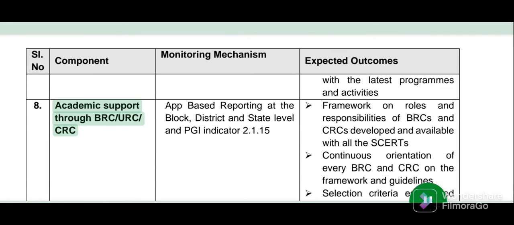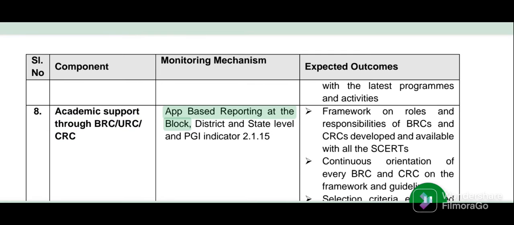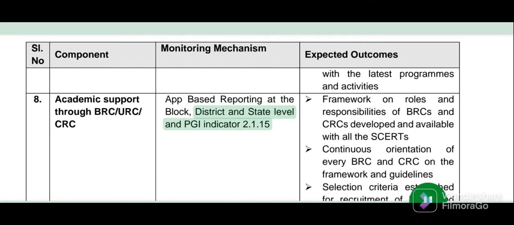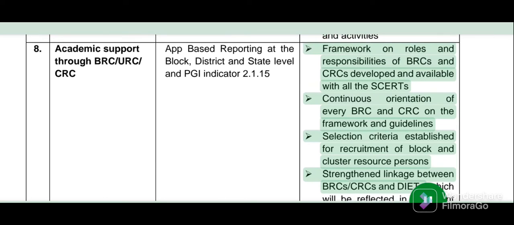8. Academic support through BRC, URC, CRC. App-based reporting at the block, district and state level in PGI indicator 2.1.15. Framework on roles and responsibilities of BRCs and CRCs developed and available with all the SCERTs. Continuous orientation of every BRC and CRC on the framework and guidelines. Selection criteria established for recruitment of block and cluster resource persons.